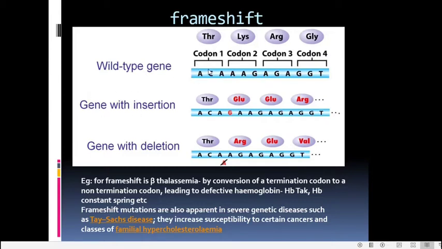Now we will just look at the codons of the normal gene. So here the first codon is ACA, which will code for threonine. AAG, the second one, which codes for lysine. Third one is AGA, that codes for arginine. And fourth is GGT, which codes for glycine. So this is the order in which these amino acids are to be arranged one after the other during polypeptide synthesis. Now we look at another case.